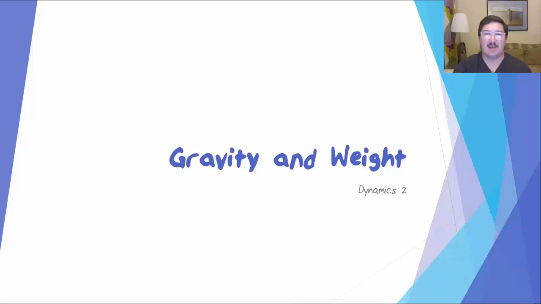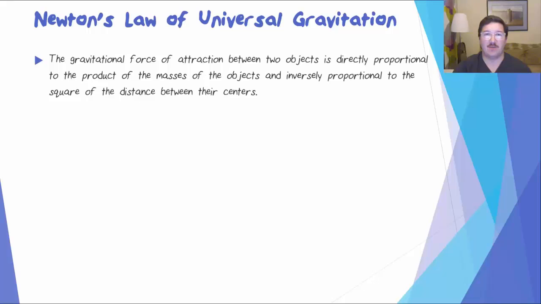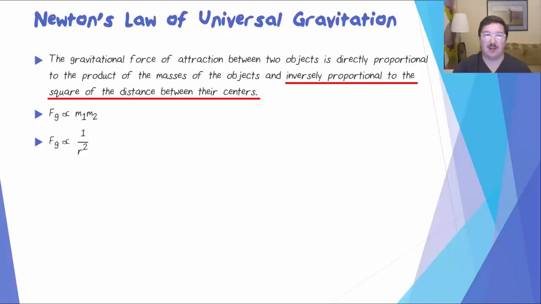The second lesson in the dynamics unit is about gravity and weight. Newton's law of universal gravitation tells us that the gravitational force of attraction between two objects is directly proportional to the product of the masses of the objects and inversely proportional to the square of the distance between their centers. So this part says that Fg, the force of gravity, is directly proportional to m1 times m2, and this part tells us that Fg is proportional to 1 over r squared.